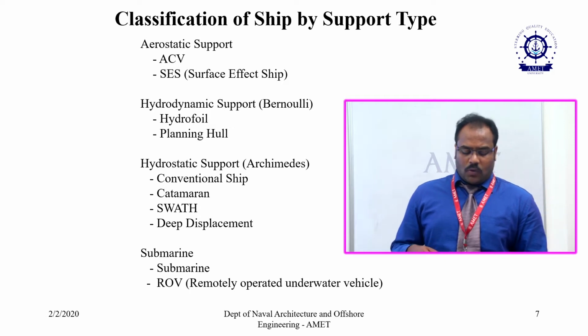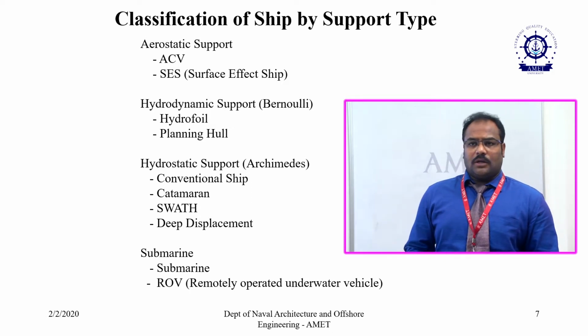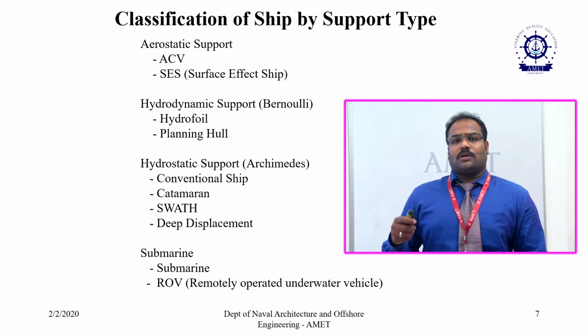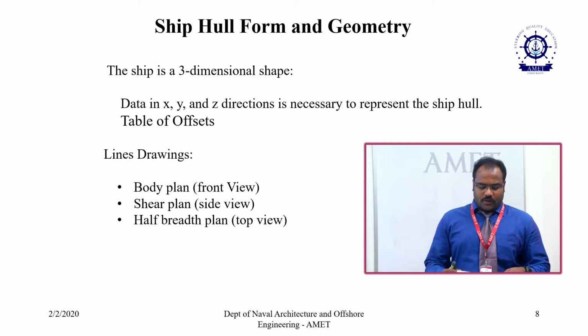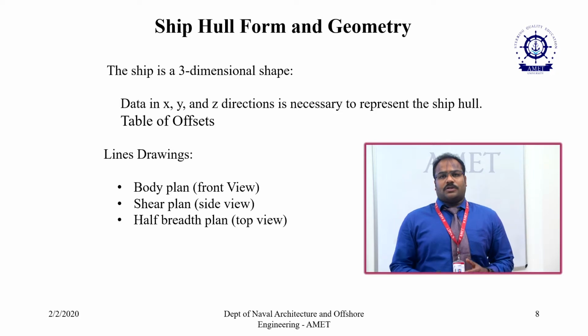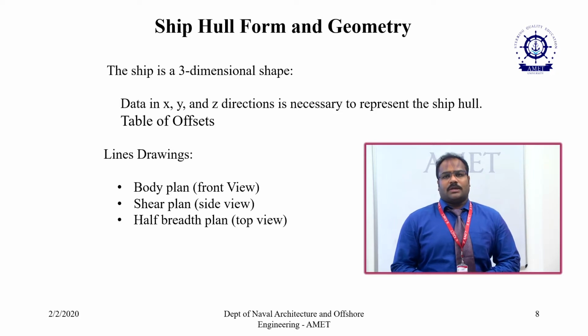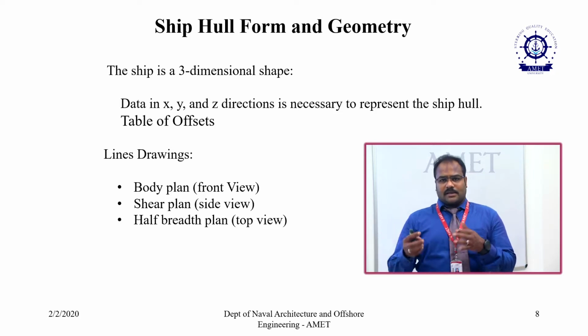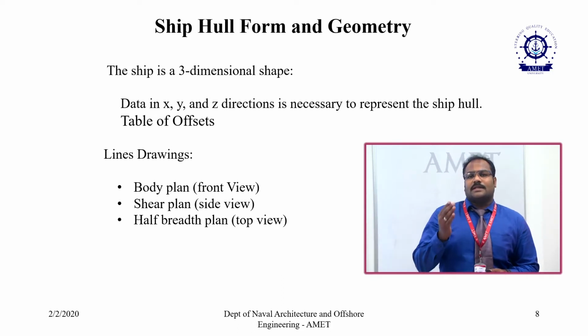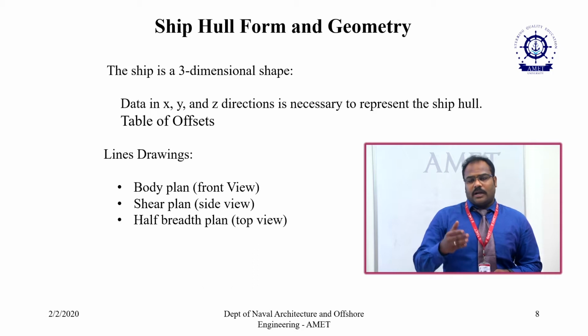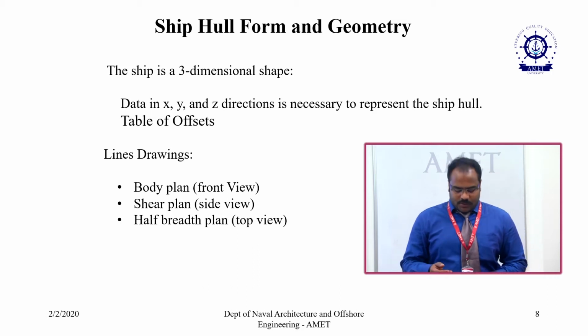ROVs are remotely operated underwater vehicles, which are aiding research in the underwater field. So with the introduction, we are going into the ship's hull form and the geometry of the ship. A ship is a three-dimensional shape. What is a three-dimensional shape? It has an x-axis, a y-axis, and then a curvilinear structure in its z-axis. So those three dimensions together are called a three-dimensional shape.